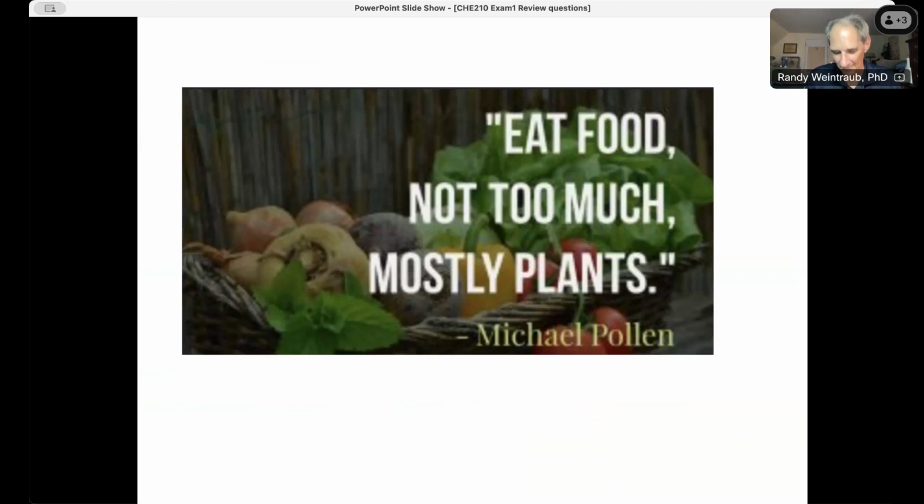Michael Pollan, a very important science writer, knows a whole lot, has published a whole lot, and his kind of straightforward, no-nonsense statements there. And it's good to keep in mind: eat food, not too much, and mostly plants.